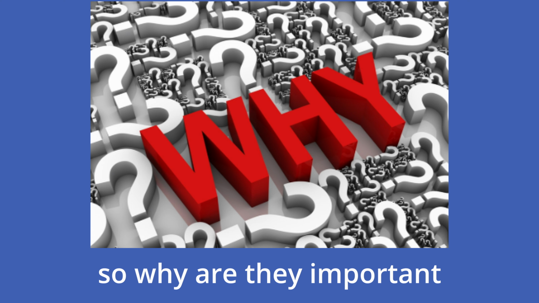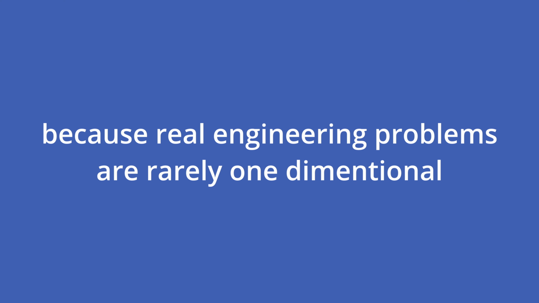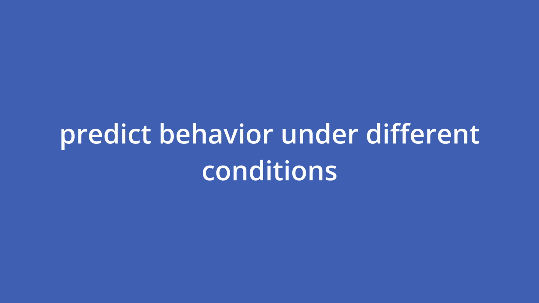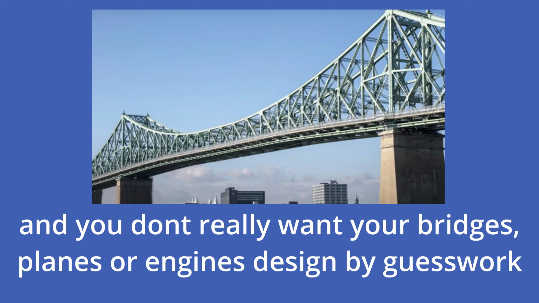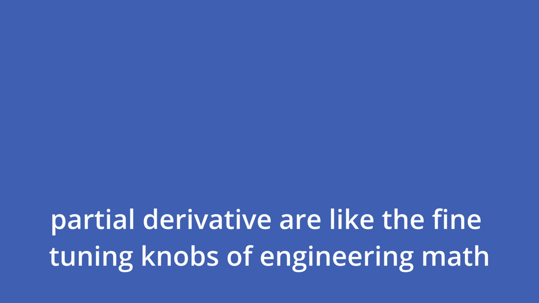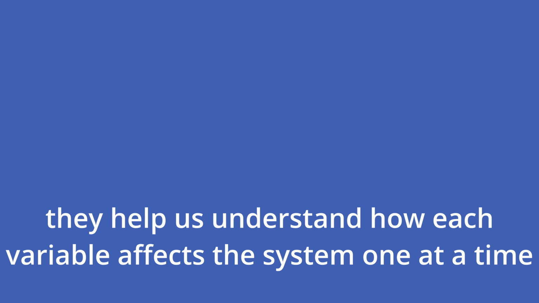So why are they important? Because real engineering problems are rarely one-dimensional. Everything depends on something else. Partial derivatives help us model how systems respond to changes, optimize performance, and predict behavior under different conditions. Without them, we'd be guessing. And you don't really want your bridges, planes, or engines designed by guesswork. In short, partial derivatives are like the fine-tuning knobs of engineering math. They help us understand exactly how each variable affects the system one at a time.